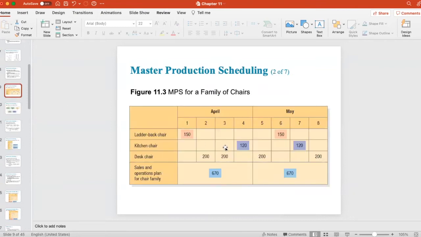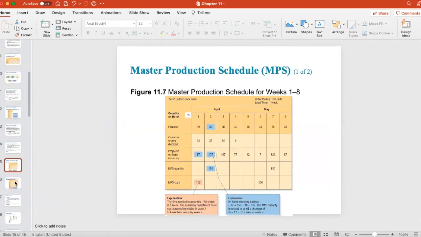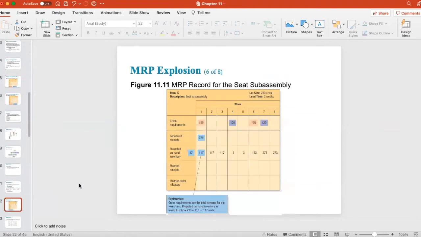So suppose this item C is for both the ladder back chair and also the kitchen chair. Basically, if we assume that for every ladder back chair and kitchen chair they need one subassembly, then that's why you see here, when we look at the gross requirements, that we actually need 150.